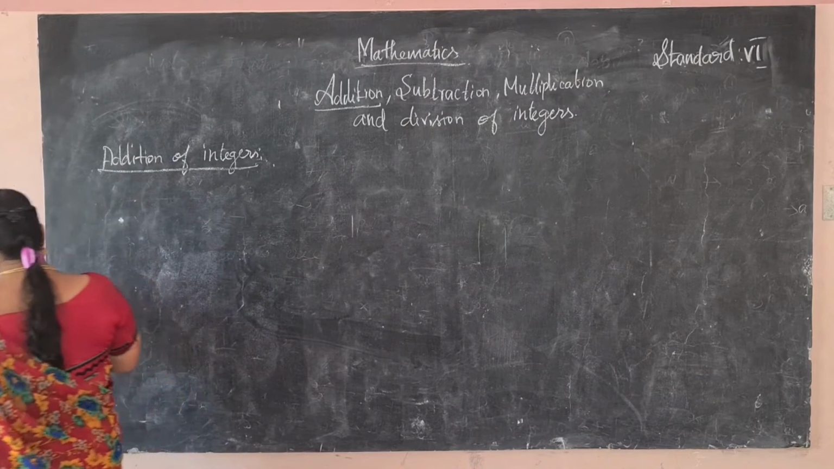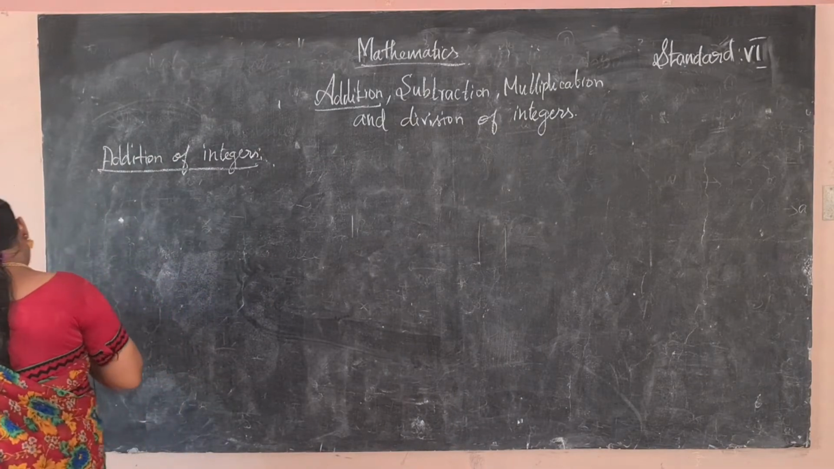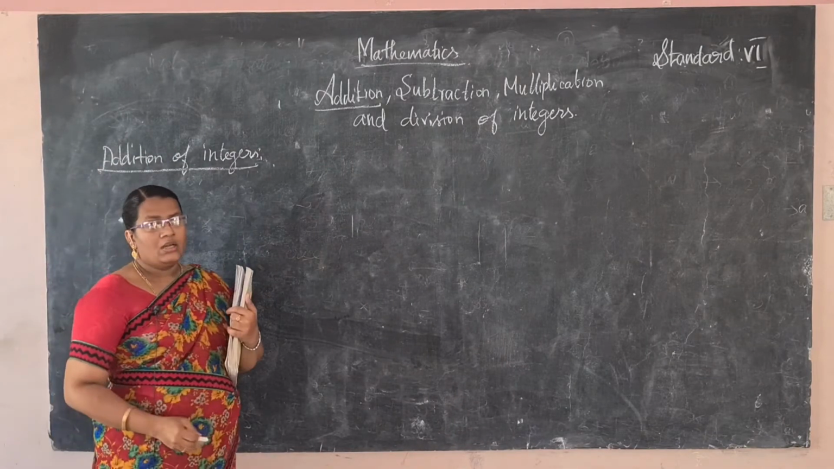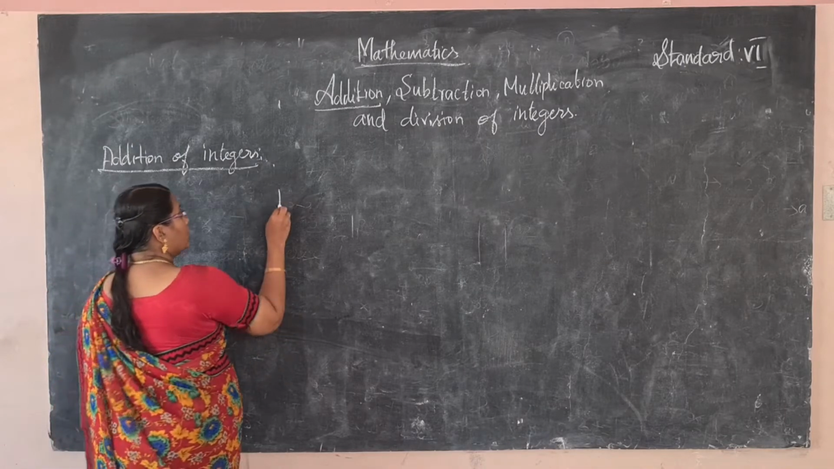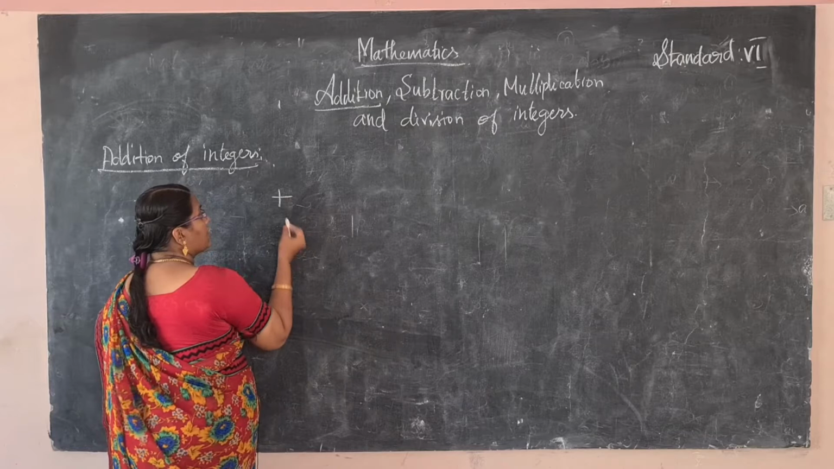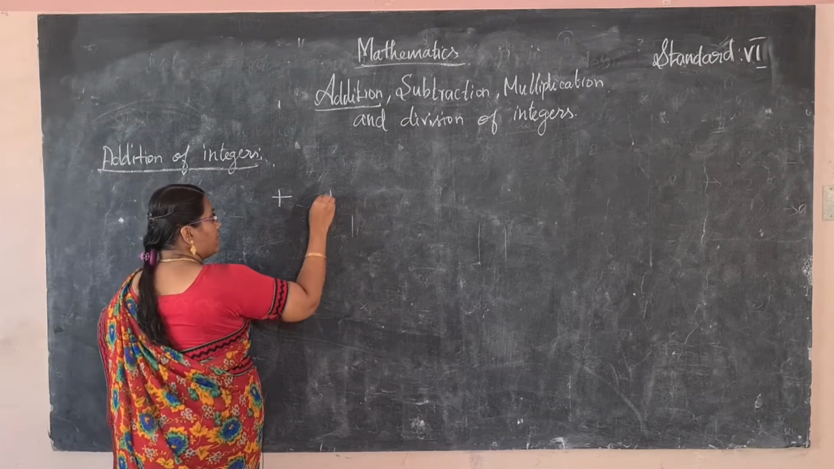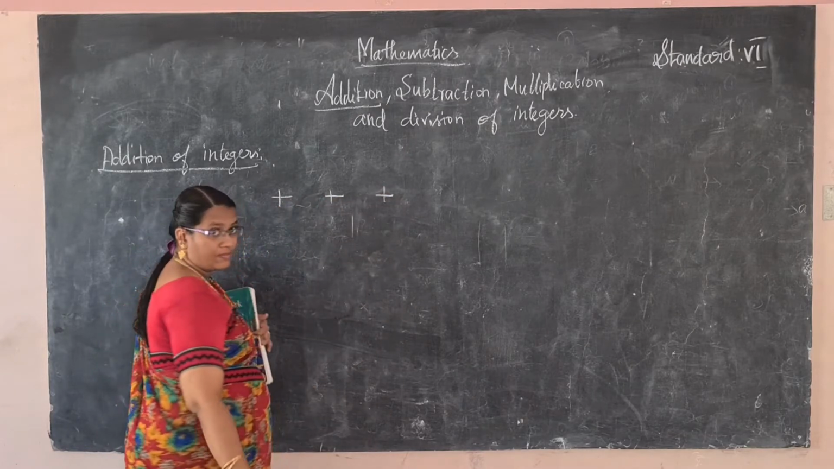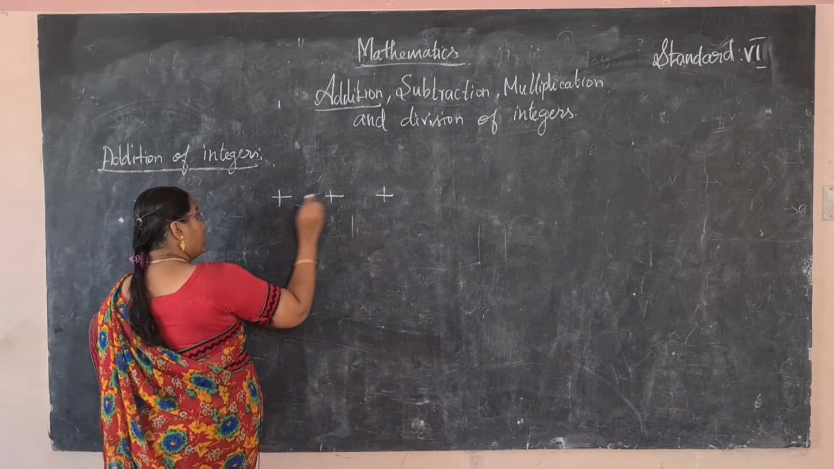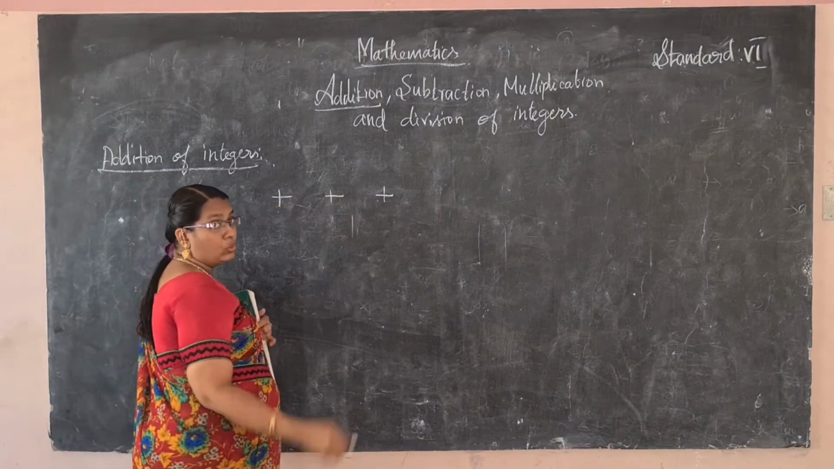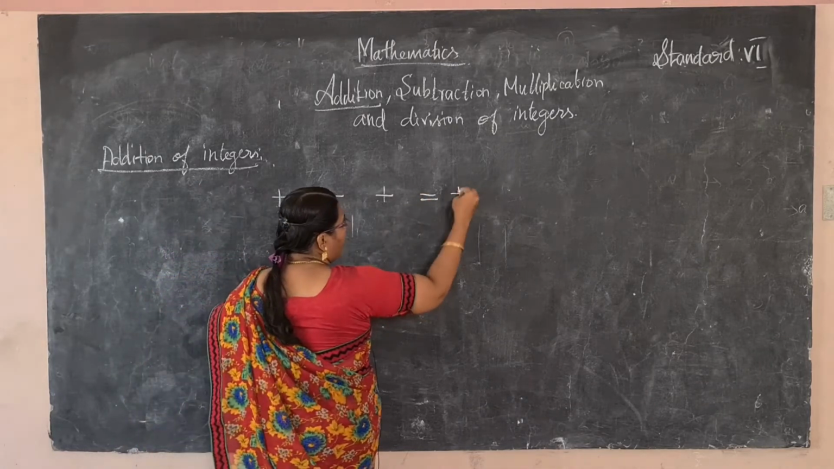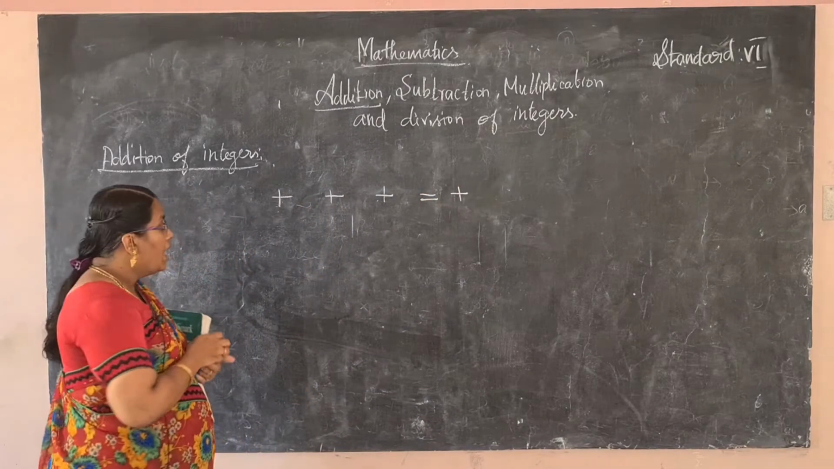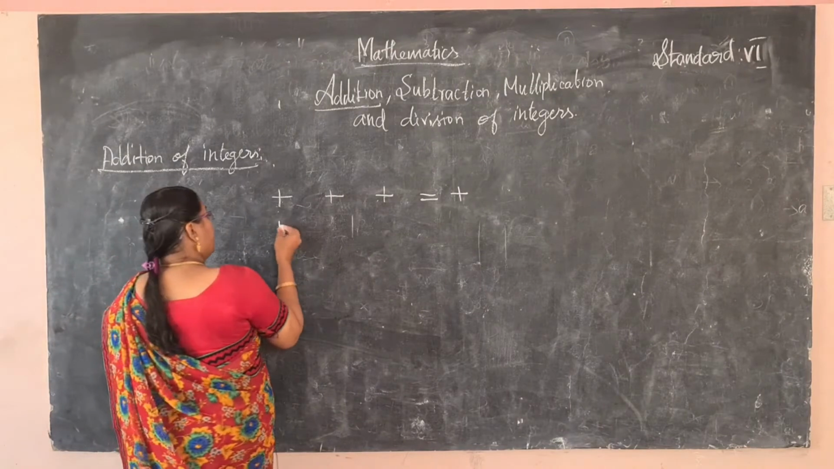For addition of integers, we use some rules. The first one: add two positive integers, that is plus plus plus. When two positive numbers are added, we get a positive value.